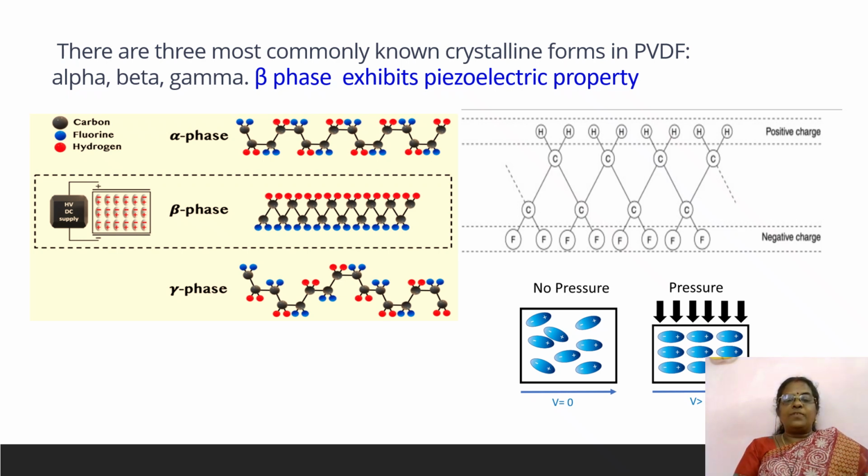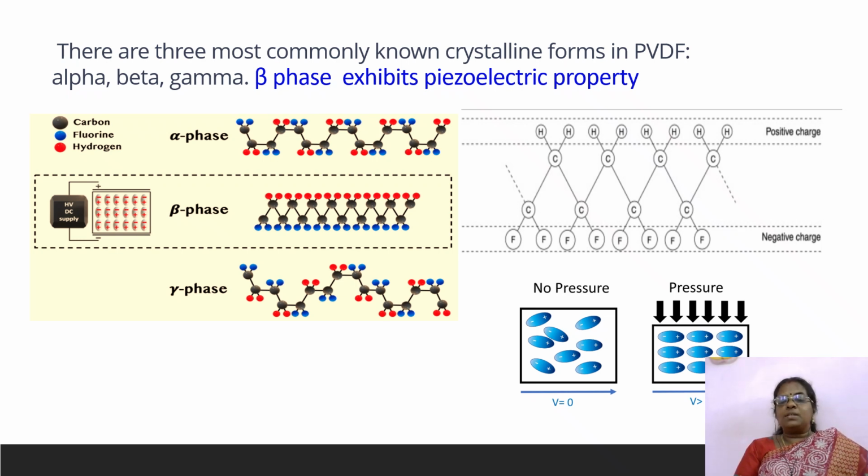In the gamma phase, you can see the structure, how it is structured. In this case, they get cancelled out. Blue and red get cancelled out, this plus and minus, and they behave neutrally. But in the beta phase, they show this piezoelectricity.